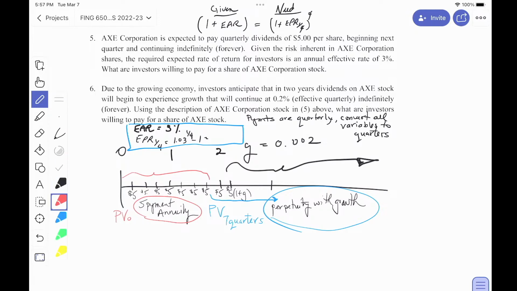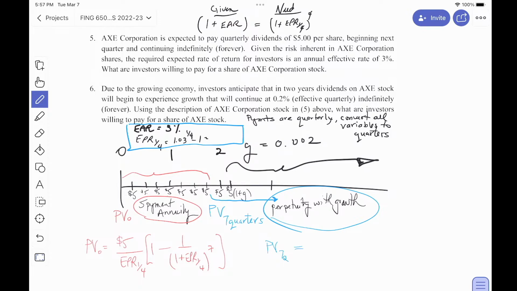So for the red part, it's $5 over EPR 1/4, times 1 minus 1 over 1 plus EPR 1/4 to the 7, I said. And that's that. And then for the blue part, it would be PV at 7/4 is equal to the perpetuity with growth starting with $5, over I, which is EPR 1/4, minus G, which was 0.002.